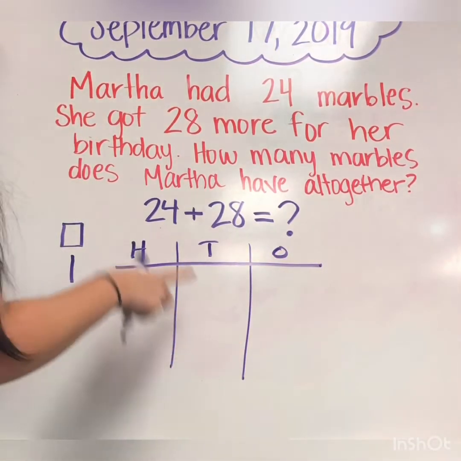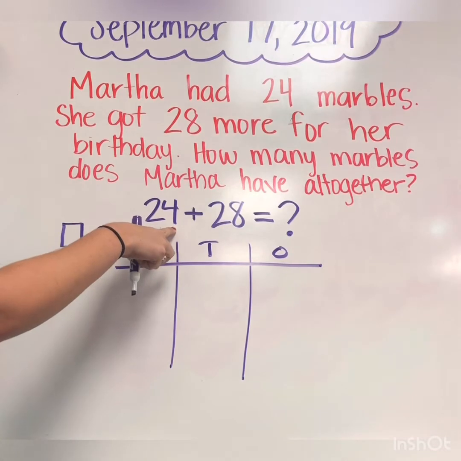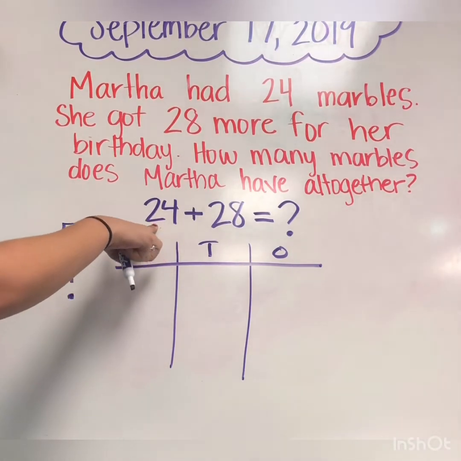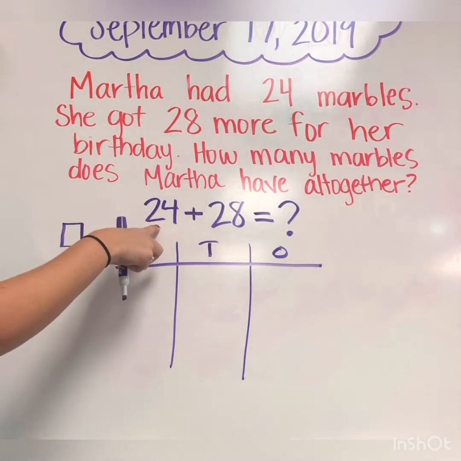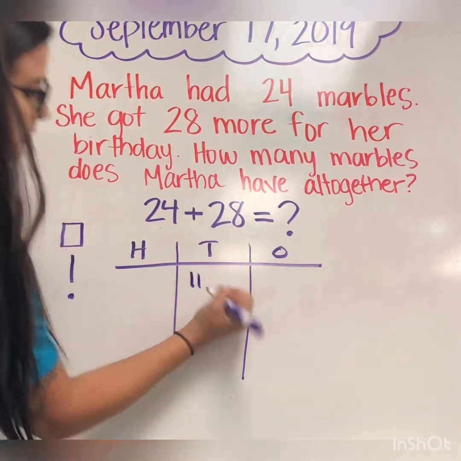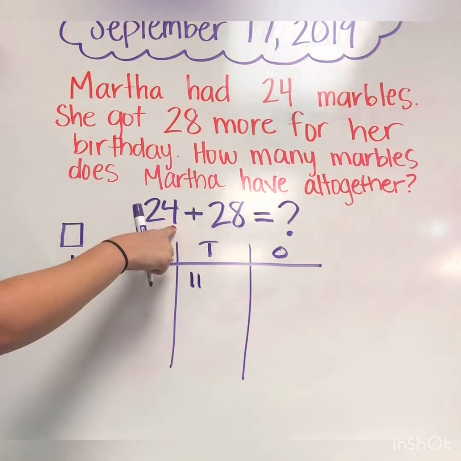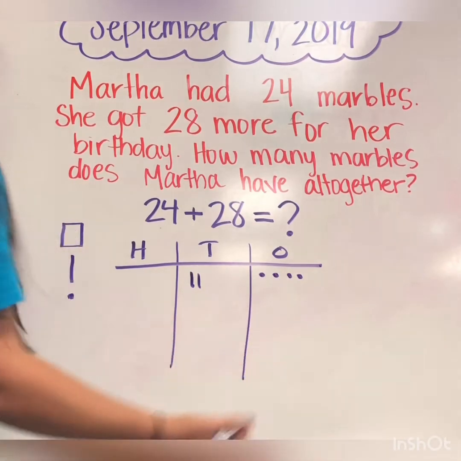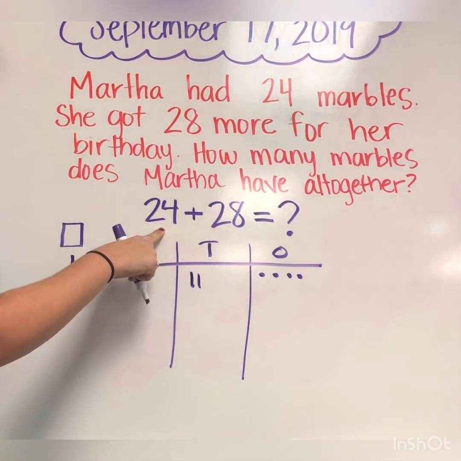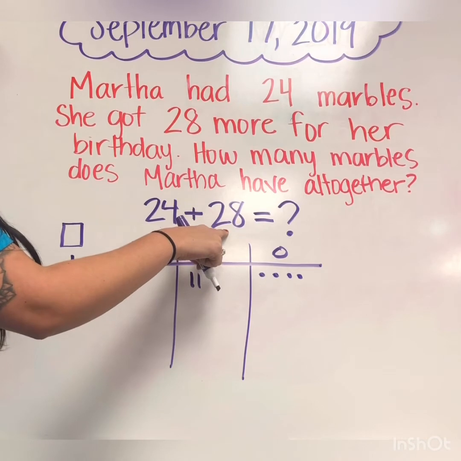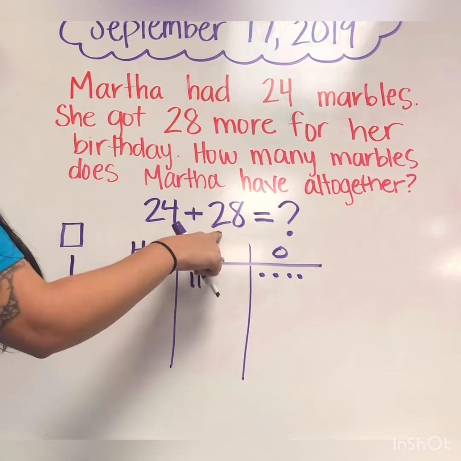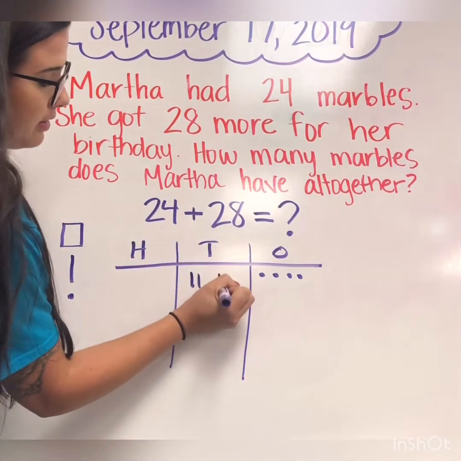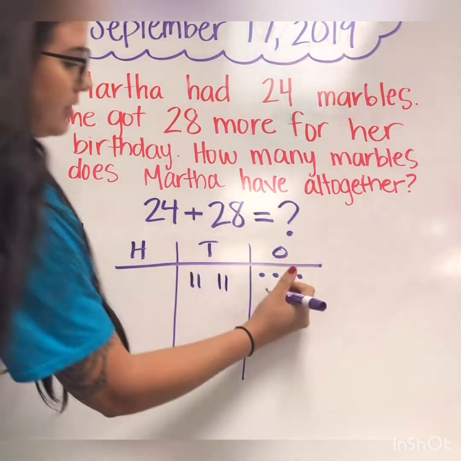So the first step is drawing 24 in base 10 blocks. So since there's a 2 in the tens place, I know that I need to draw 2 tens in the tens column. There's a 4 in the ones place, so I need to draw 4 ones. I have my first add-in done. Now I need to add my second add-in. So I have 28, which means there's 2 more tens and 8 ones.